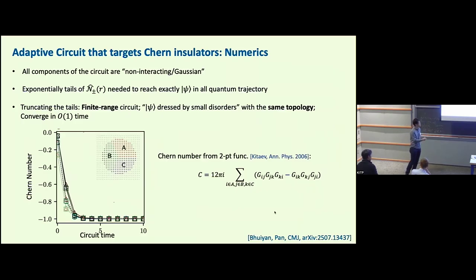This is a specific numerical simulation that we have. We choose this fortunate or unfortunate choice of Chern number -1 for my target state. Nevertheless, when we run this finite range circuit, the Chern number converges exponentially quickly over the circuit time to the desired value. And this Chern number is calculated using a real space version of the Chern number that we find in Kitaev's paper.